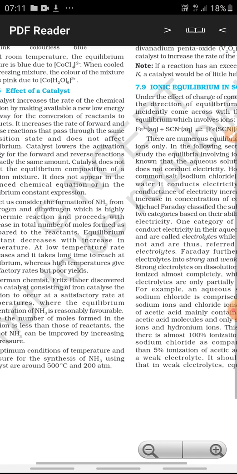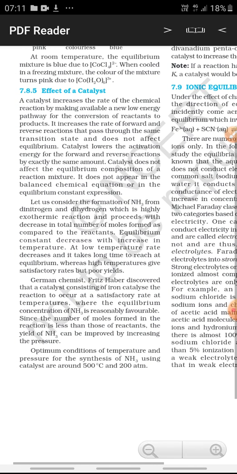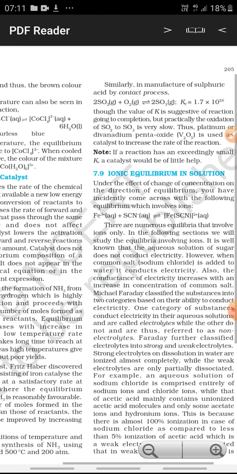Now, the effect of addition of a catalyst. See children, we know that a catalyst increases the rate of a chemical reaction, but we have to remember that the catalyst increases the rate of the forward as well as the backward direction. So, we can say the catalyst does not affect the position of the equilibrium. The catalyst does not have any effect on the equilibrium position.